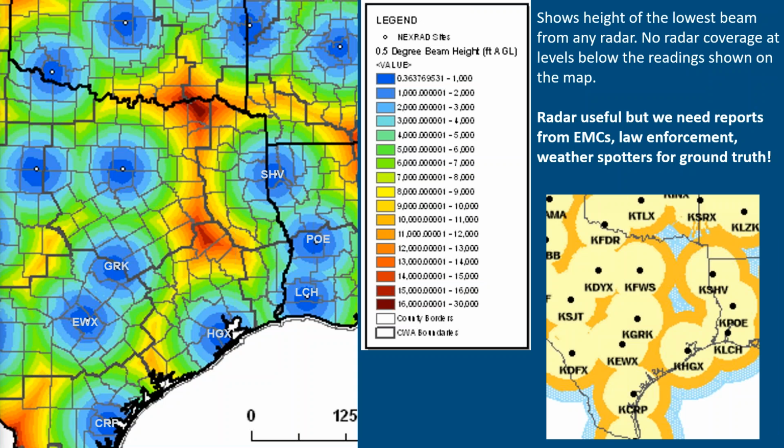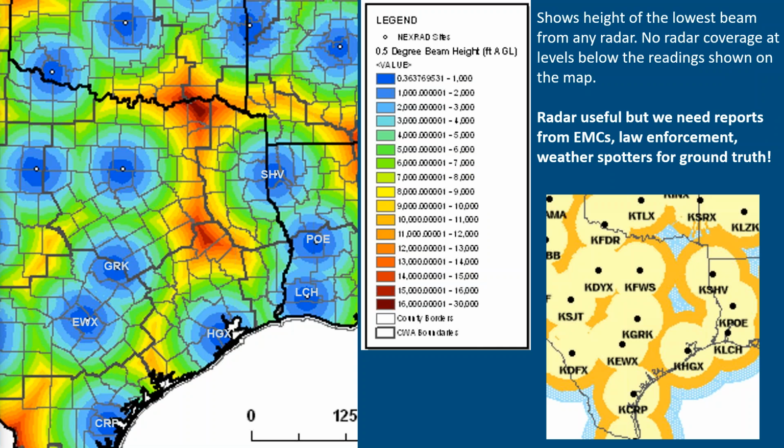So here's a map, basically showing the different 88D radars in Southeast Texas with the different radar IDs. We're HGX here in League City, but you can see we've got Granger, GRK, off to our northwest. EWX is Austin, San Antonio. Shreveport, Fort Polk, and Lake Charles are also shown. Now the shading is interesting. It shows the height of the lowest beam from any radar.